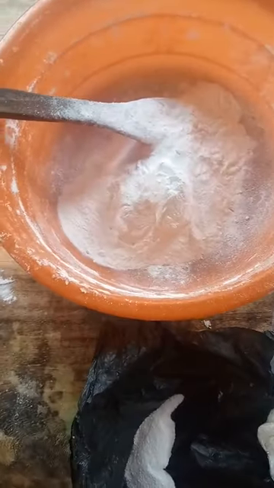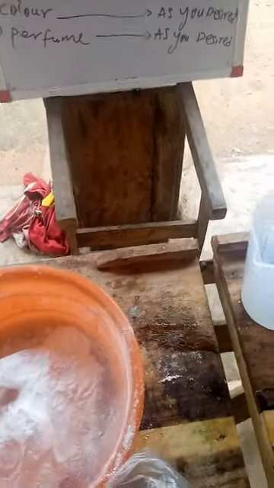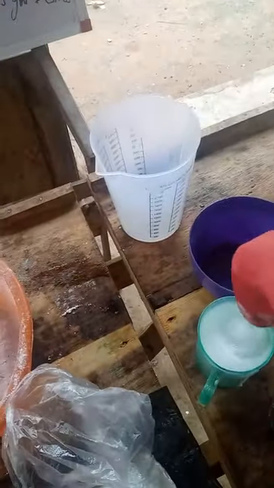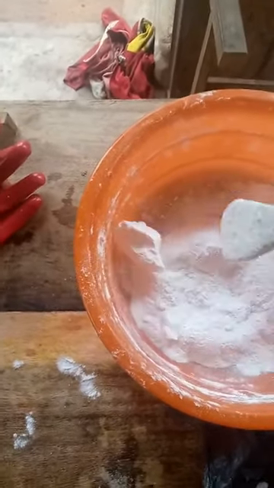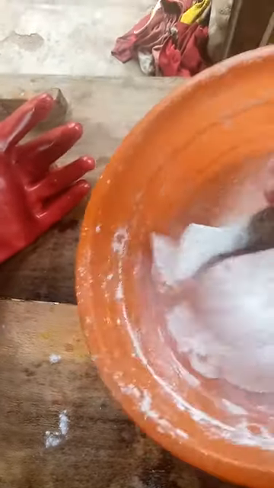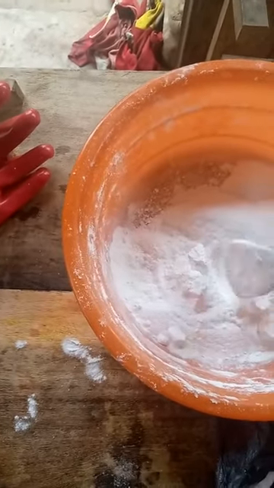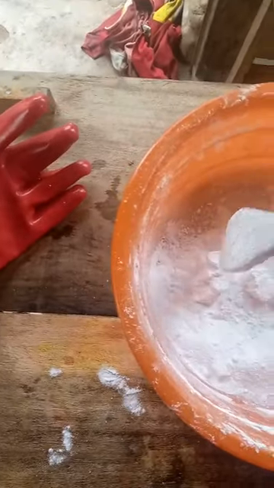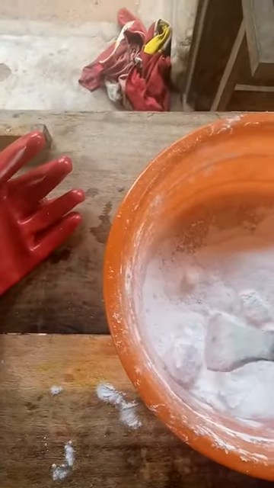So the next step is to add our liquid SLS. We'll be using 250 ml. SLS is a foaming booster. Liquid SLS. So we have to spread, trying to blend the one that is in crystal, that is the soda ash light. I'm trying to blend the ones that are in crystal form.